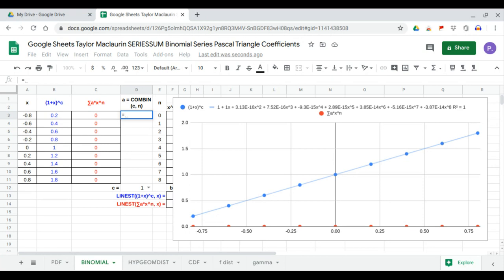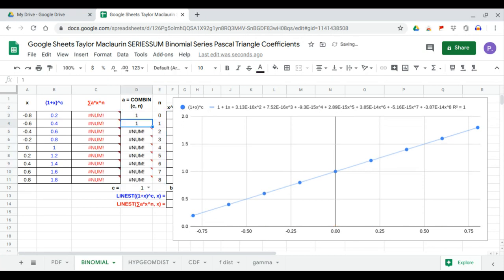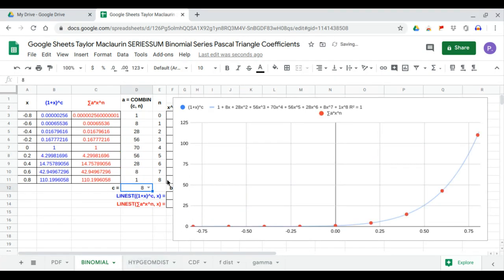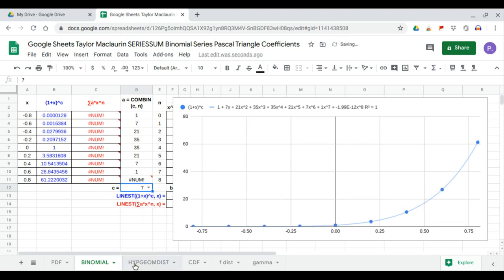So it is array formula, combine c, comma, n. So this is no good. If we choose 8, we're good. But if we choose 7, it's no good. So I have to fix this.